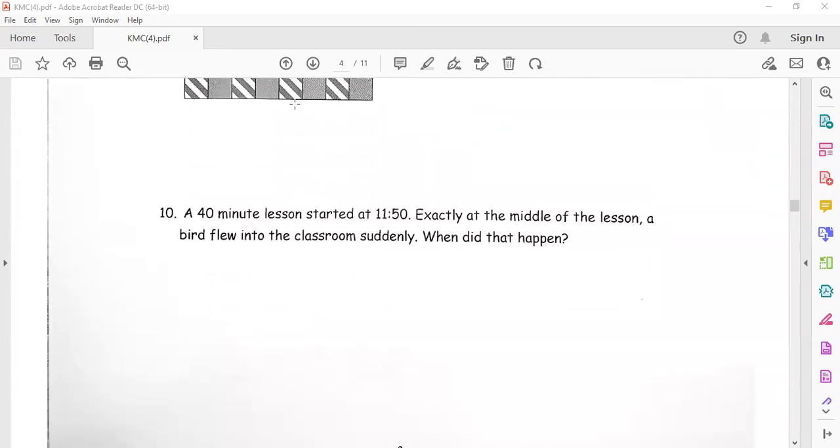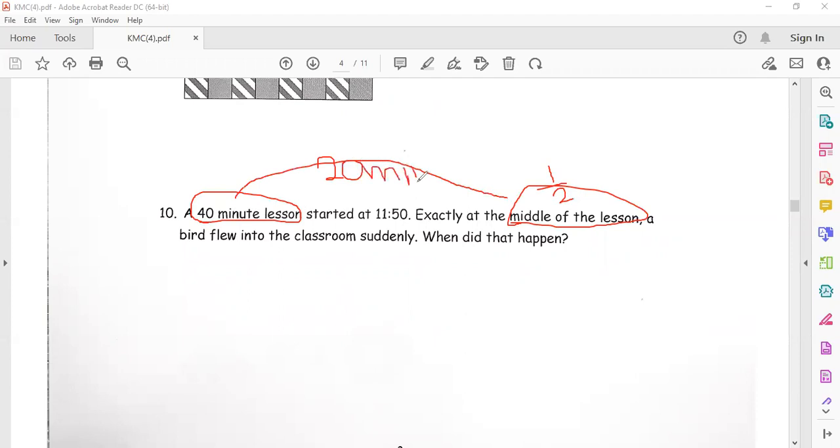Good. Number 10. A 40-minute lesson started at 11:50. Obviously, it's AM. Exactly at the middle of the lesson, a bird flew into the classroom suddenly. Now, when did that happen? Clue word here: middle of the lesson. Middle means halfway. Halfway means half. So, in a 40-minute lesson, where is the middle? The middle would be at 20 minutes.